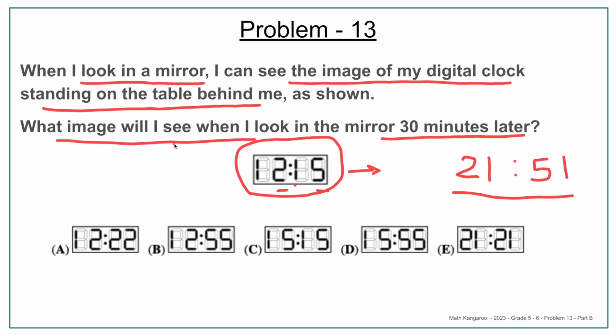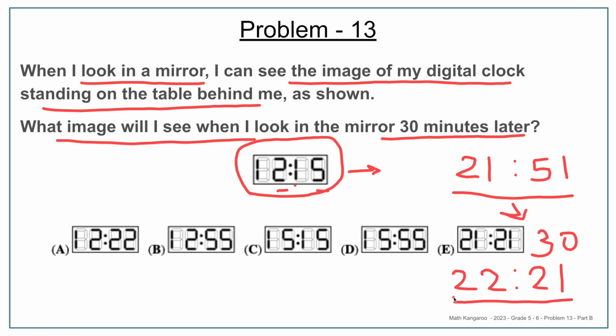Now the question says, what image will I see when I look in the mirror 30 minutes later? So what would be 30 minutes later for 21:51? It would be 22:21. Now what will be the mirror image of 22:21?